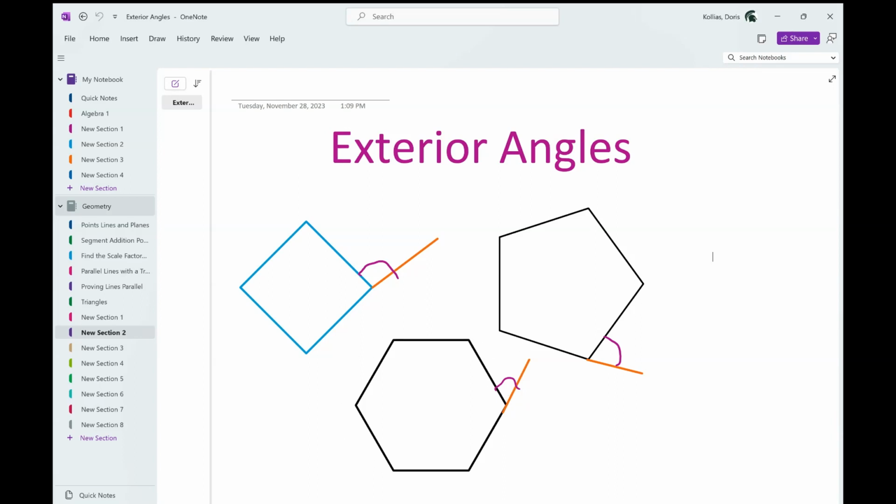Now, if I were to draw all of the exterior angles going all the way around, I would find that the number of exterior angles is the same as the number of interior angles of each of these shapes, which also matches the number of sides of each of these shapes. For example, if this is a pentagon because it has 5 sides, I know it will have 5 exterior angles. It will also have 5 interior angles.